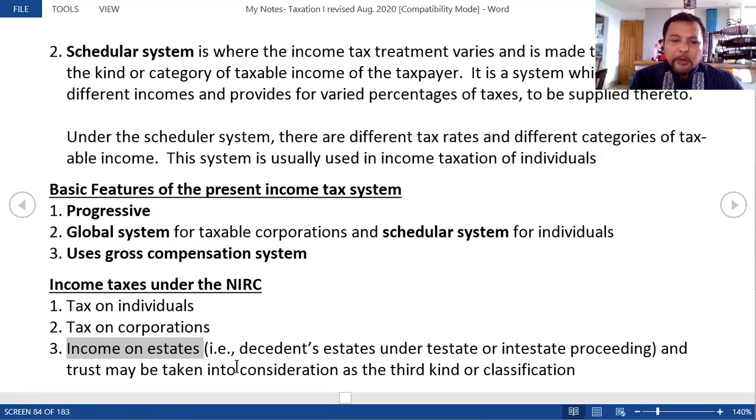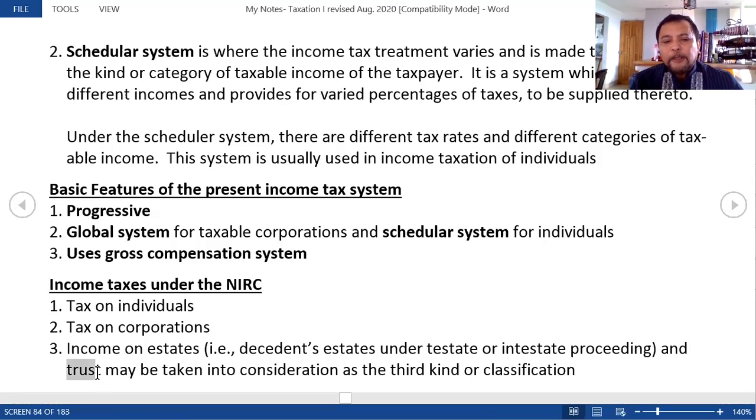Estates, again, are created when a person or taxpayer dies. When a taxpayer dies, he becomes a decedent, no? And he left a business or property which is income generating. Let's say a taxpayer dies and he has a coffee shop. His property is earning, so his property will become an estate. In case that person is Juan de la Cruz, then the taxpayer will be the estate of Juan de la Cruz. Okay.